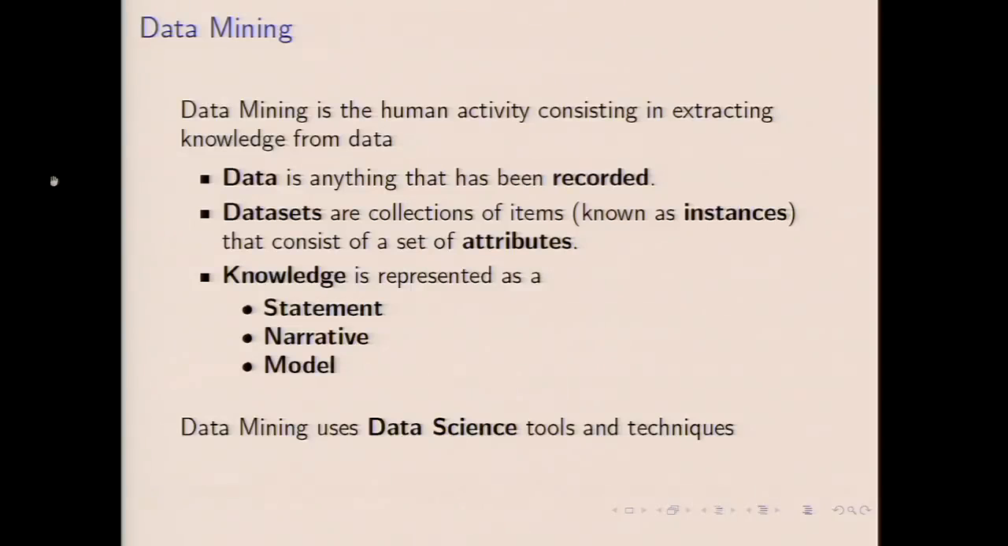For instance, here I could be recording the weight and the height of each one of you, right? So the attributes would be two numbers per instance, and each of you would be creating one instance in our data set, right? So we would have roughly 200 instances, and each one of the instances would have two numbers, right? So that's a data set. It's a collection of instances, and each instance has a set of attributes, okay?